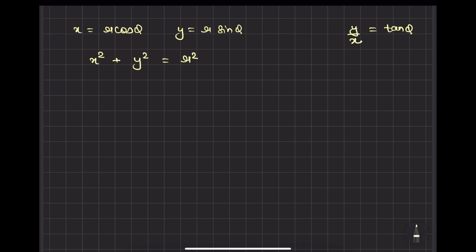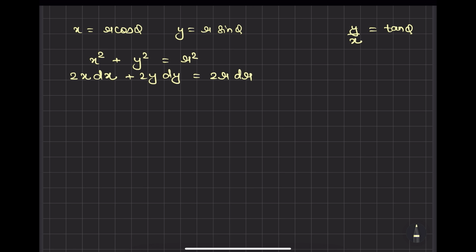Just differentiate this function in some random variable. Suppose that you are differentiating with respect to p. So everything will be differentiated. Look at this, how you have to respond. So can I write 2x dx by dp plus 2y dy by dp is equal to 2r dr by dp?